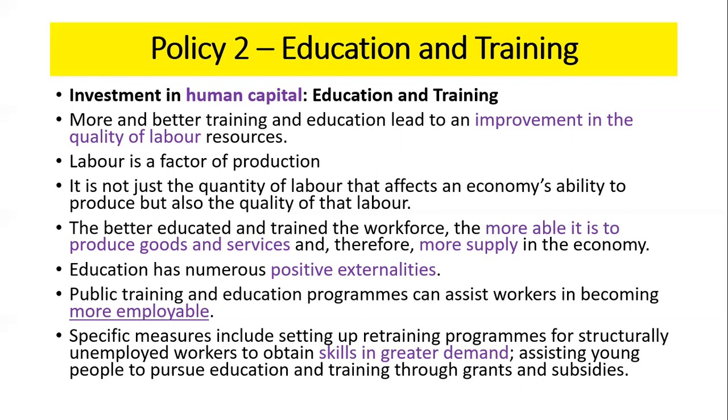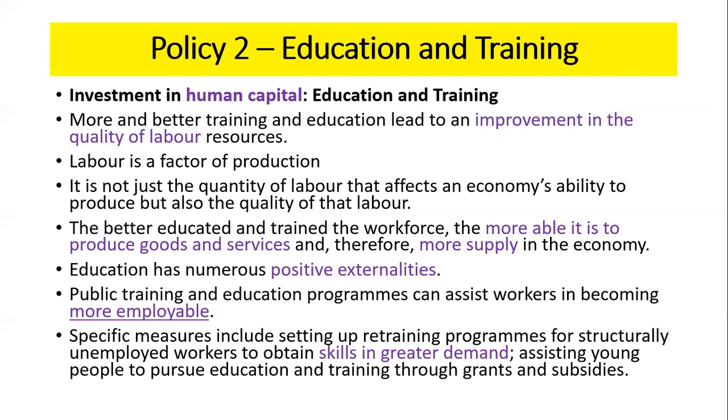Specific measures include setting up retraining programs for structurally unemployed workers to obtain skills in greater demand, and assisting young people to pursue education and training through grants and subsidies. So giving young people grants, subsidies, bursaries to go to university, for example. So rather than them having the excuse of, I don't come from a very well-off background, therefore I wouldn't be able to go to university, the government steps in and says, here's a grant, here's a subsidy. This will help reduce the financial burden of educating yourself.